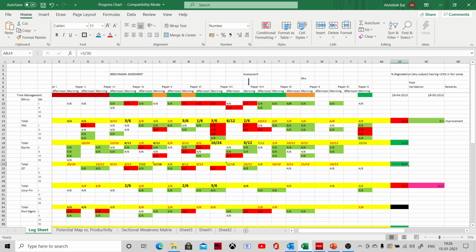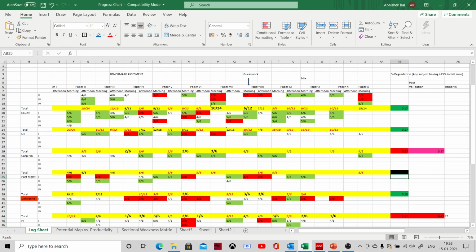Similarly, equity. Similarly, if you see quant. Similarly, if you come to corporate finance, you would see that it has been marked in black. The reason it has been marked in black is because there has not been a single item set across all the papers that I have taken wherein my score in the corporate finance topic area was equal to 50% or less. So it has been super good, I consider, and I marked it in black, which readily highlights my strength.